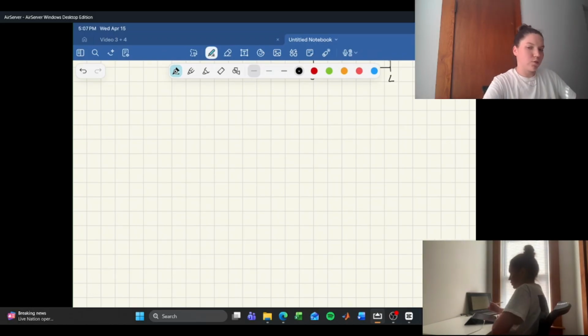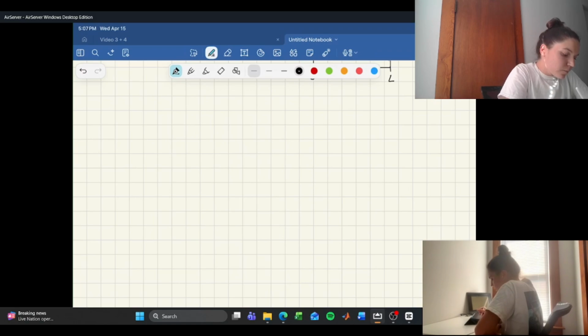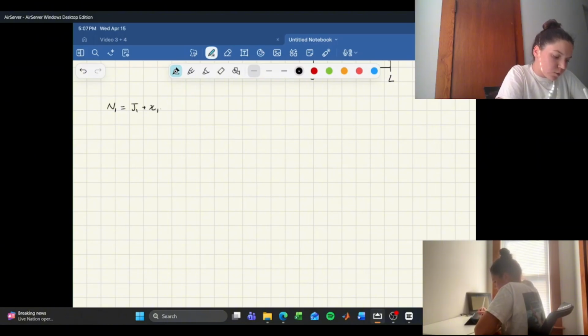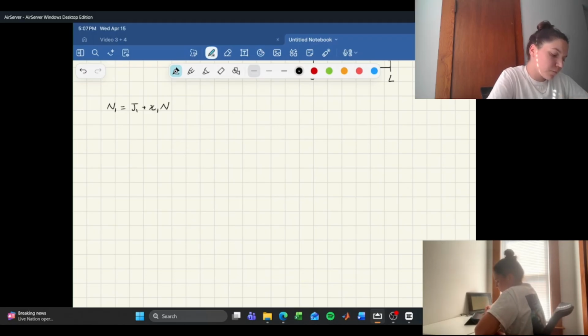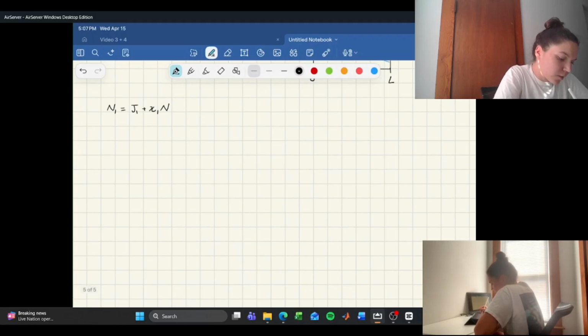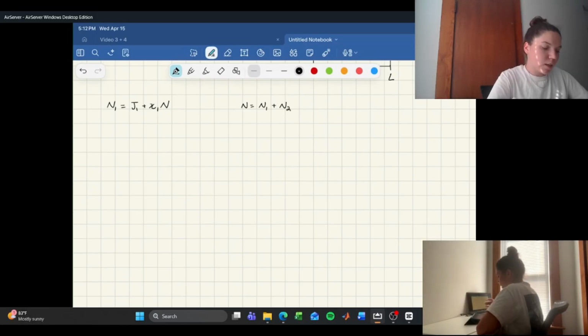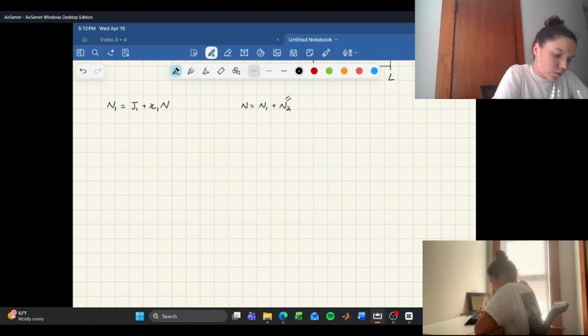So still using Fick's law, we're going to do the overall flux of component 1 is equal to the molar flux of component 1 plus the mole fraction of component 1 times the overall flux. So this is going to be the total flux is equal to the flux of component 1 plus the flux of component 2. And then for this, N2 is going to be equal to 0.